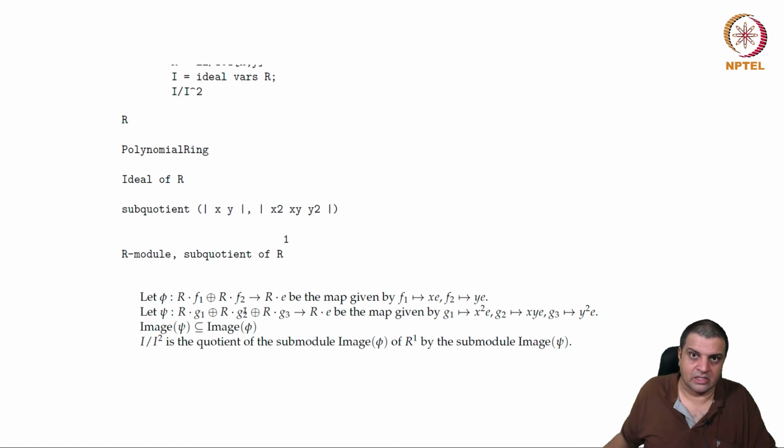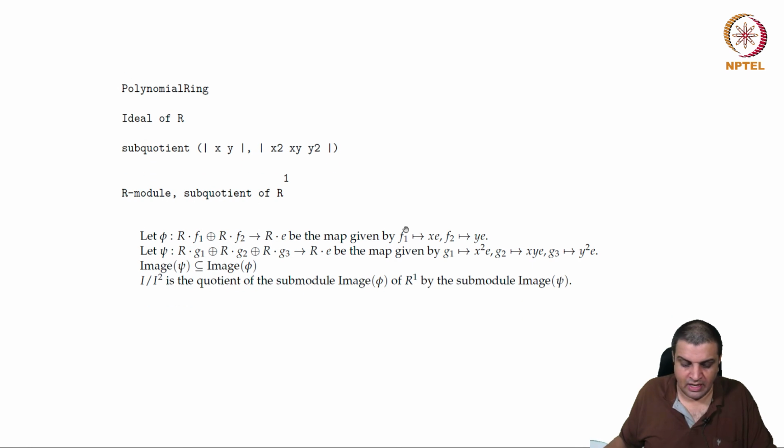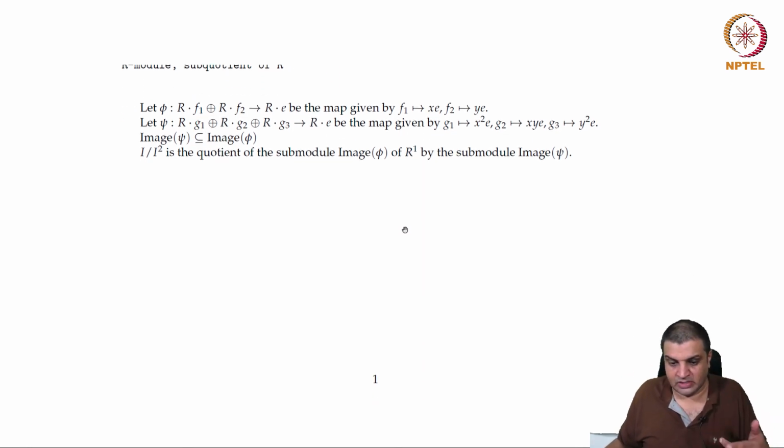The map has target R1, so the image is a submodule, and it says I mod I squared is the quotient of the larger submodule by the smaller submodule. That's what it's called, a sub-quotient, and this is a way Macaulay describes many modules, and one can convert it to the usual description of quotients, co-kernel of a map. There are commands to do that, and as we proceed we will see these things. Okay. So this is the end of this lecture.